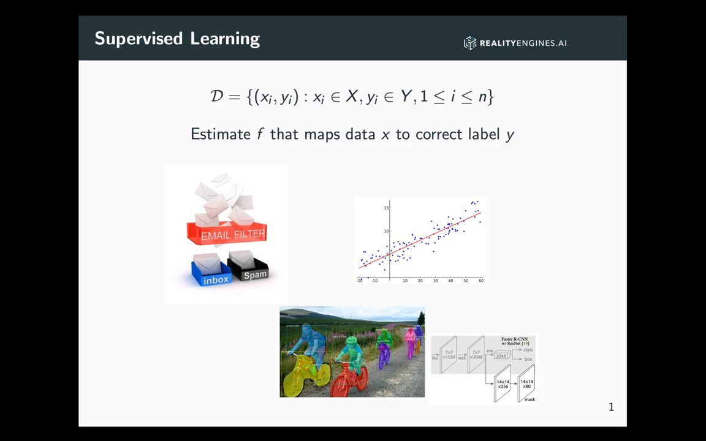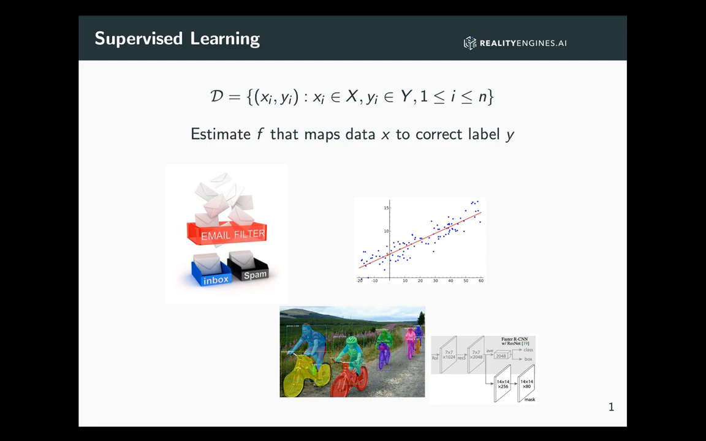Another very common example is ordinary least squares regression. It turns out linear trends appear quite frequently in the sciences and in industry, and we often want to fit a best line to that data. We can use this to predict new data points on that line, right?